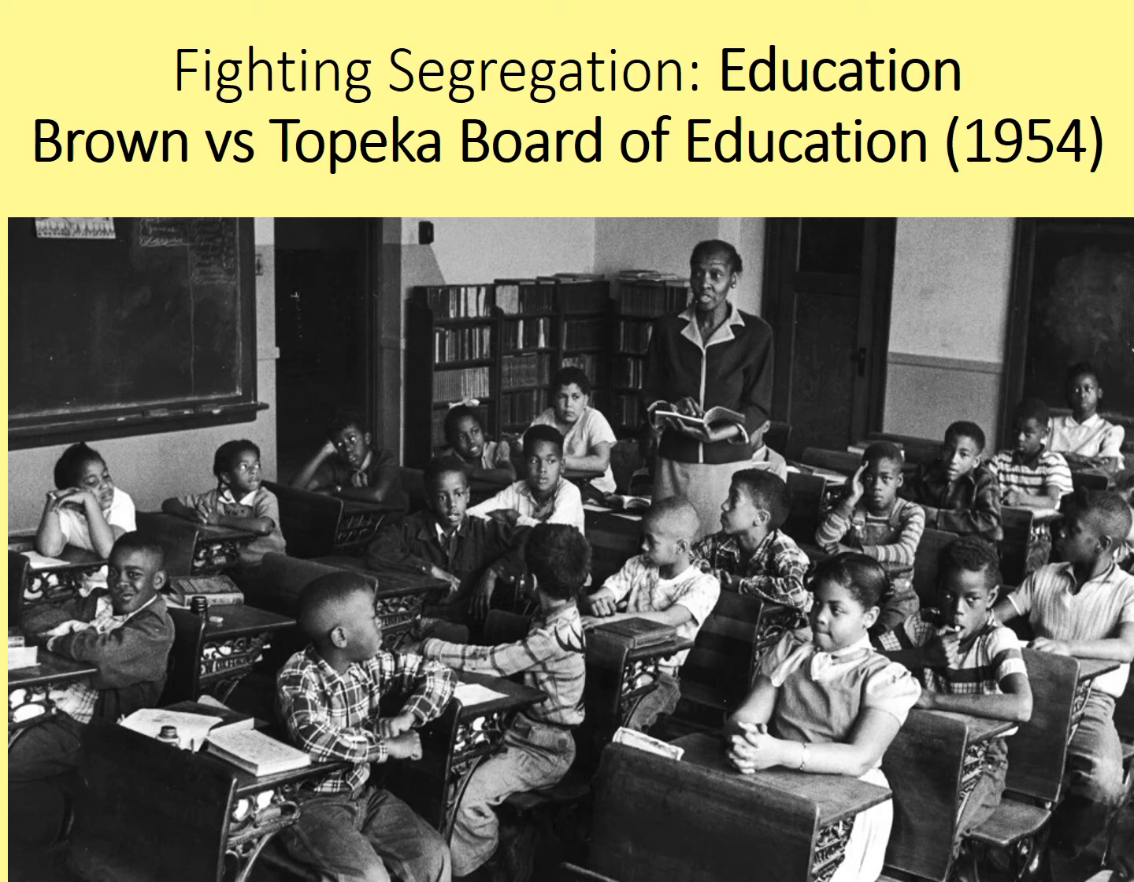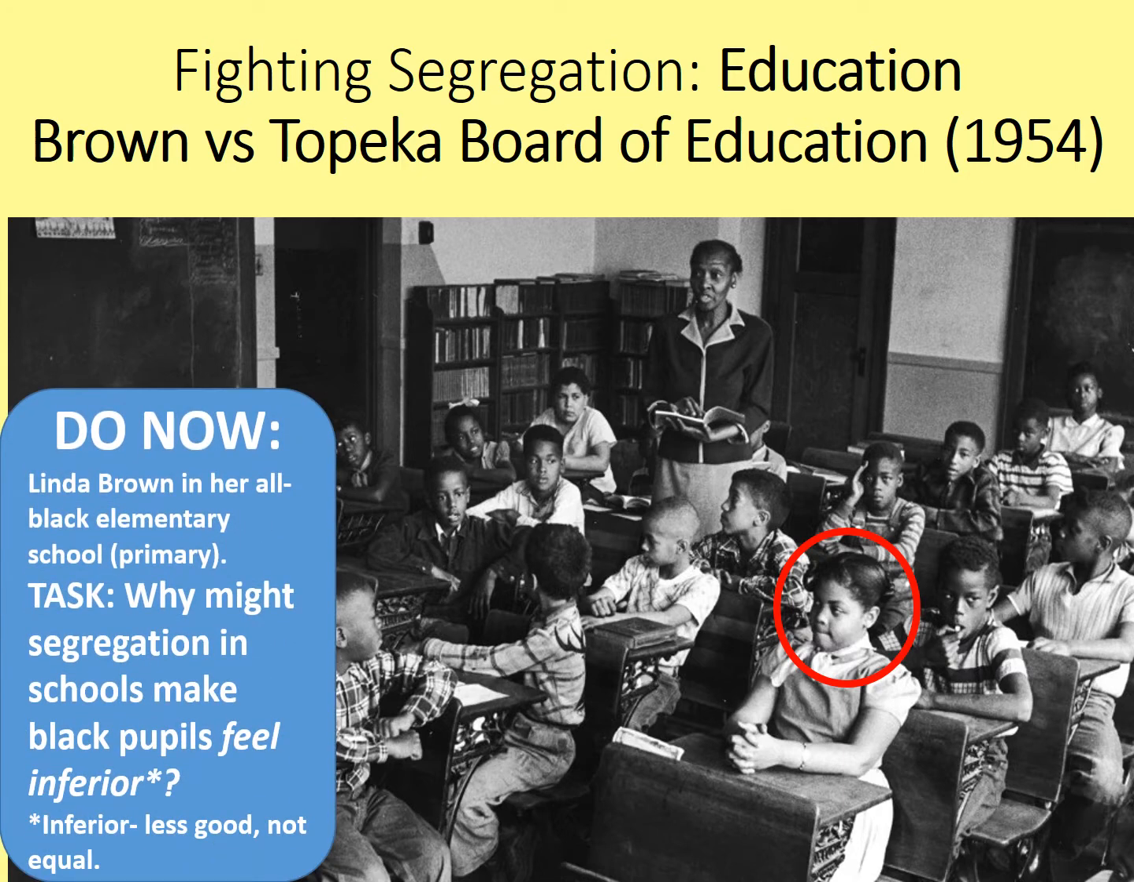Welcome to this online lesson on the civil rights movement in the USA, fighting segregation in education, Brown versus the Topeka Board of Education case of 1954. The little girl who's now been circled is called Linda Brown. She became very famous in the mid-1950s, not necessarily for anything that she did directly, but for what she came to represent. In this photograph, Linda Brown is shown in her all-black elementary school. That's similar to a primary school in the UK.